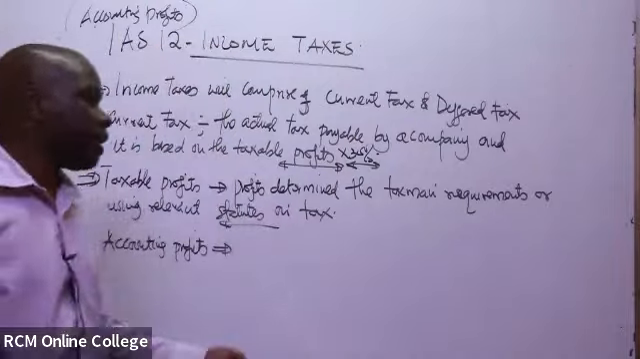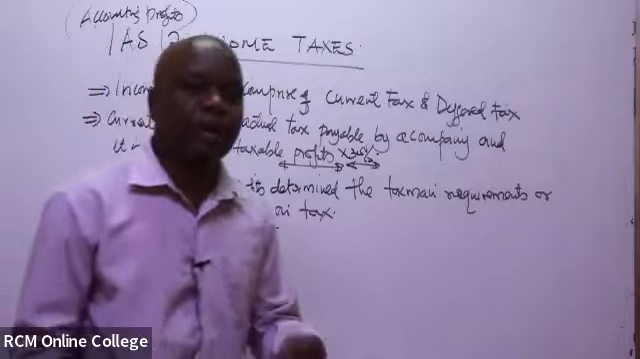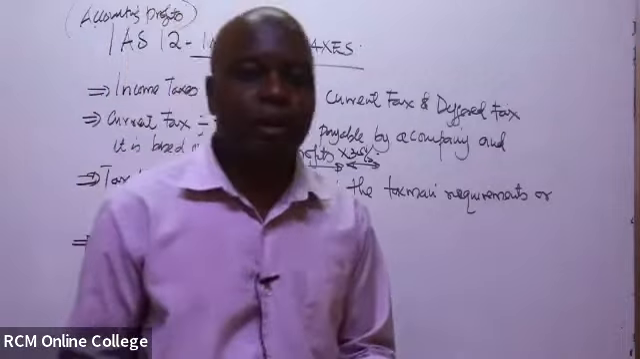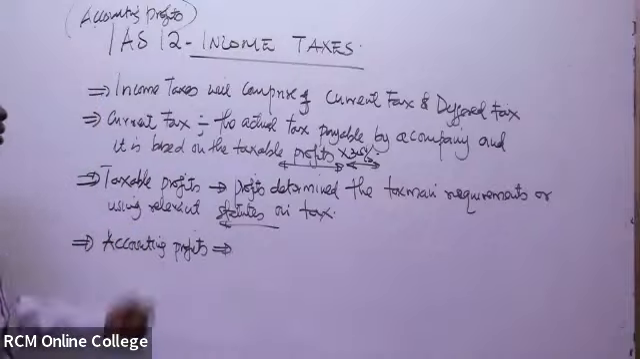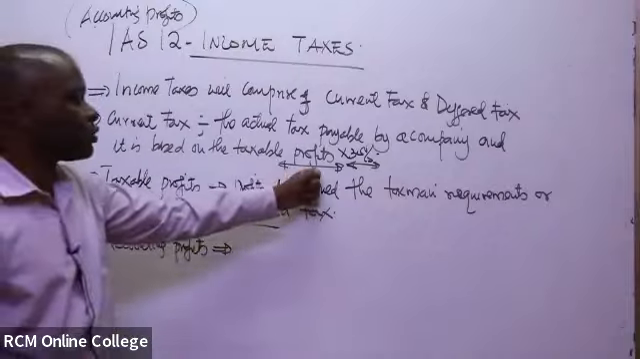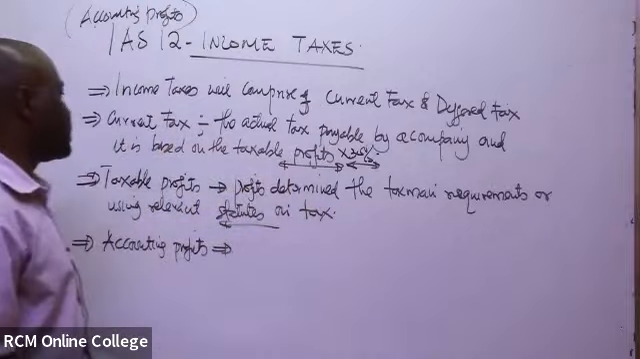They are determined by the accountant by using what? The accounting principles, or the accounting frameworks. So the accounting frameworks guide you to come up with the accounting profits. But you'll have to readjust them to come up with the taxable profits, so that you can tax and get the current tax in the current year.